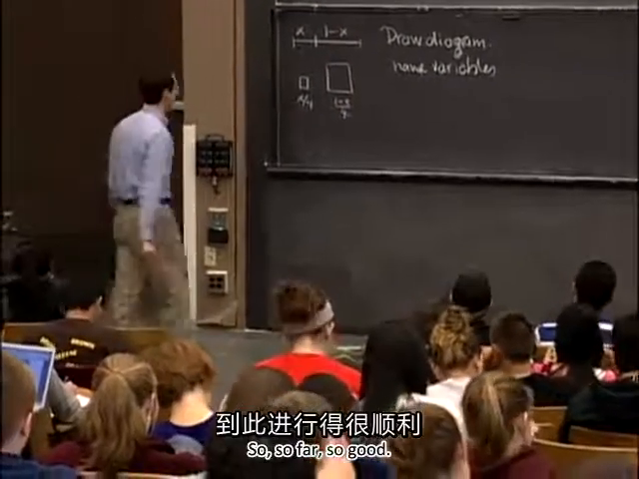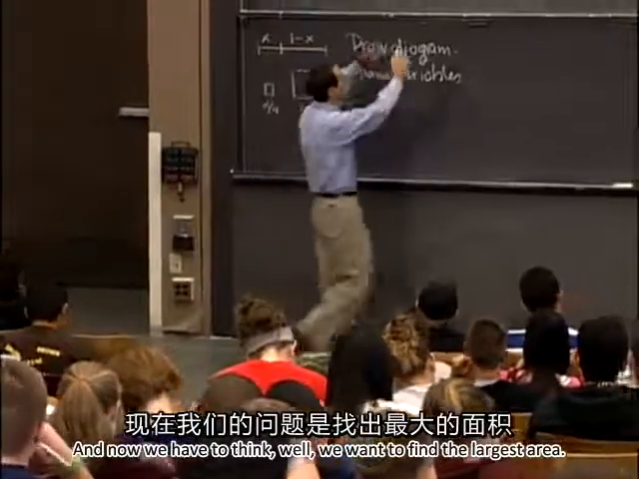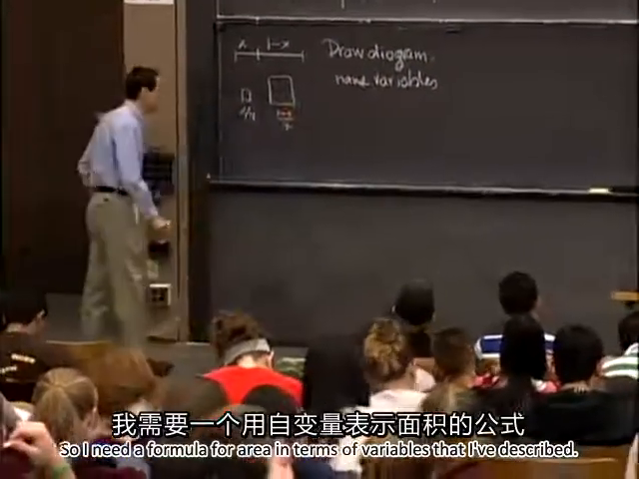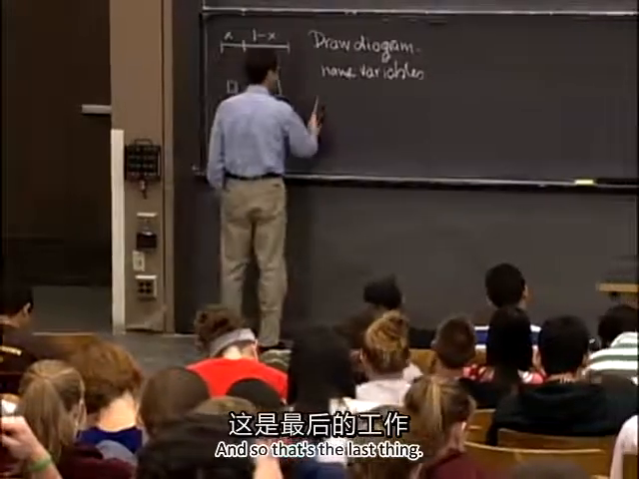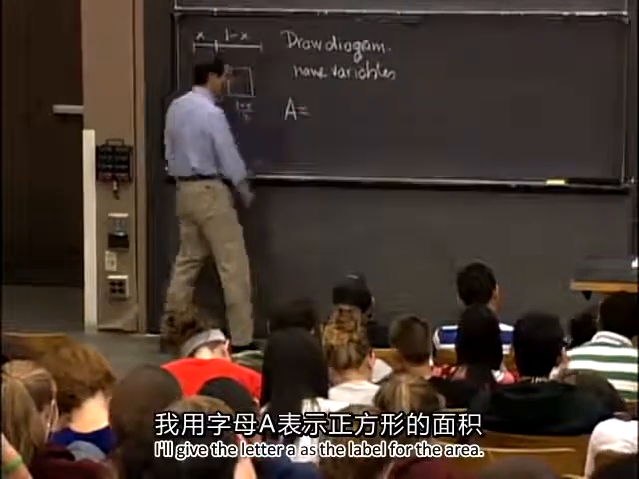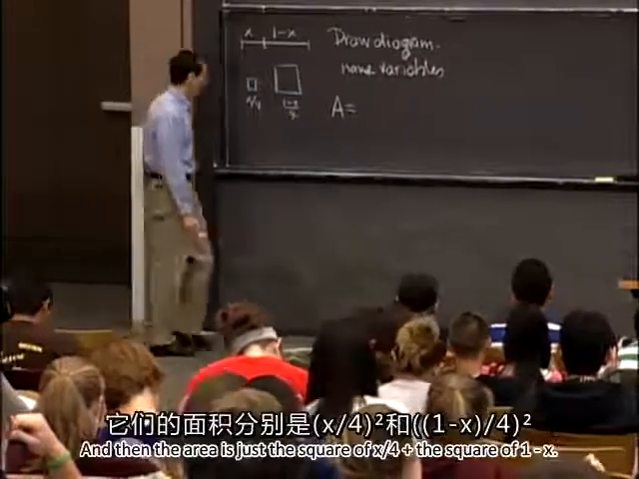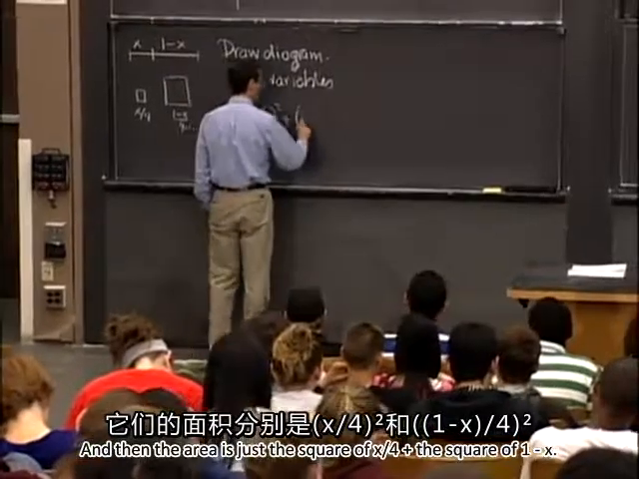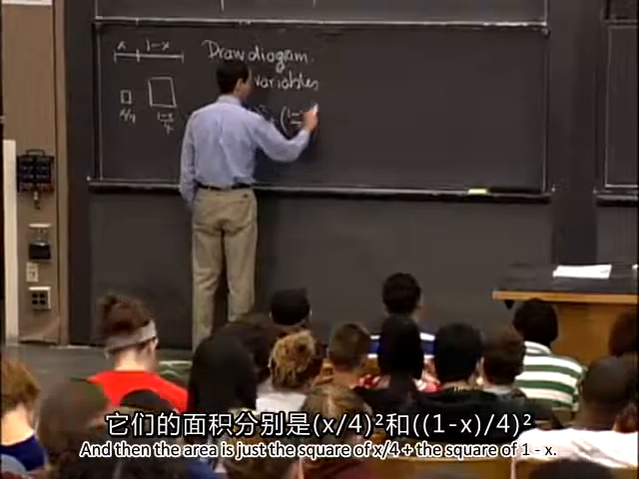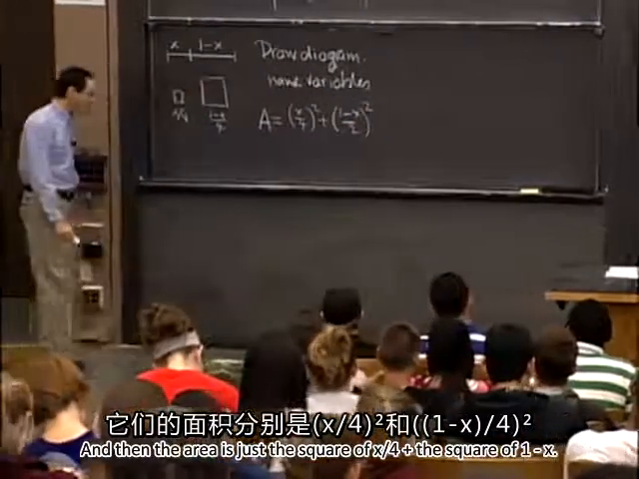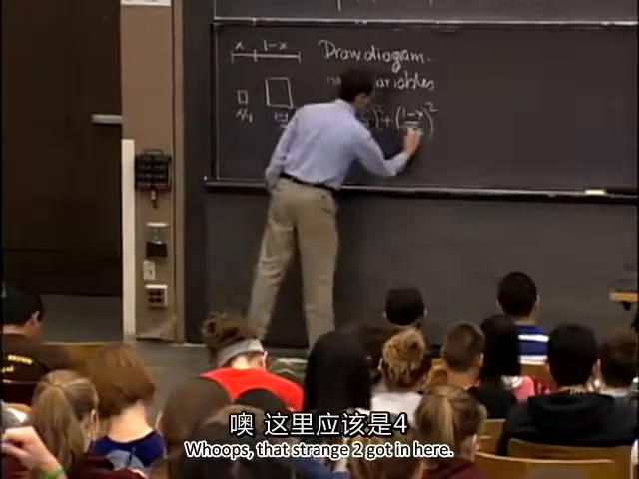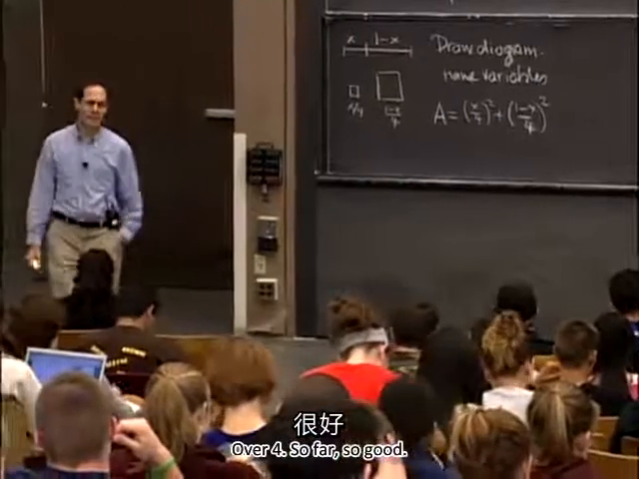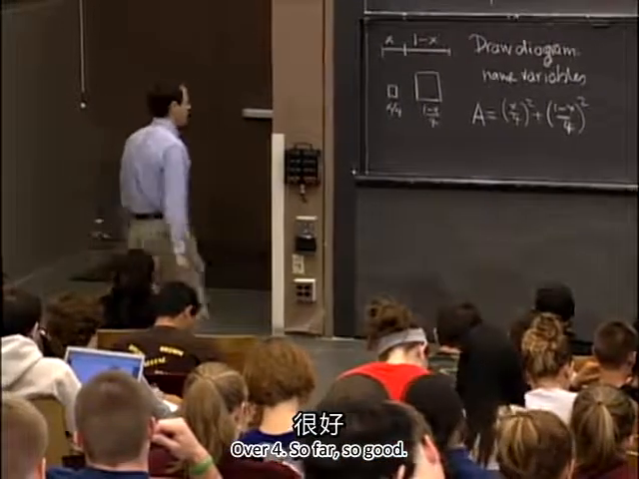So far, so good. And now we have to think, well, we want to find the largest area, so I need a formula for area in terms of the variables that I've described. And so that's the last thing. I'll give the letter A as the label for the area. And then the area is just the square of x over 4 plus the square of (1 minus x) over 4. Okay, so far so good.